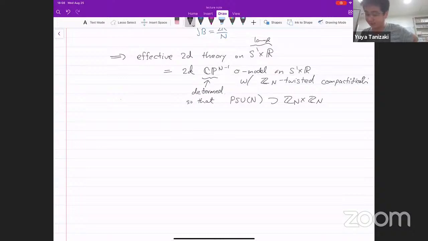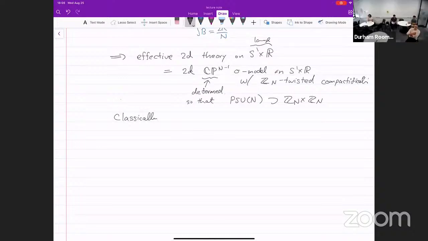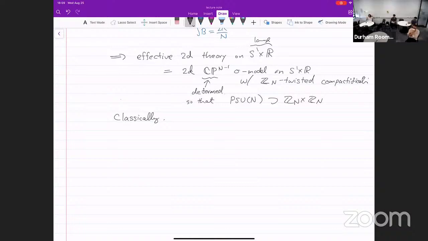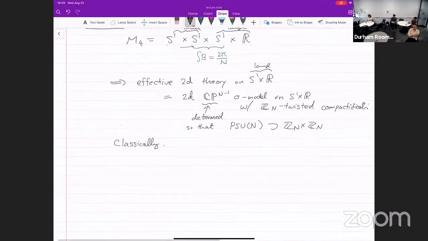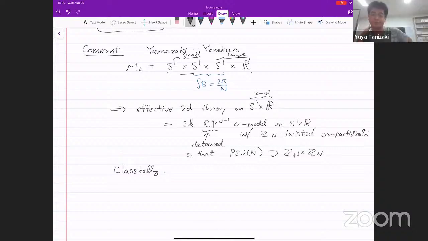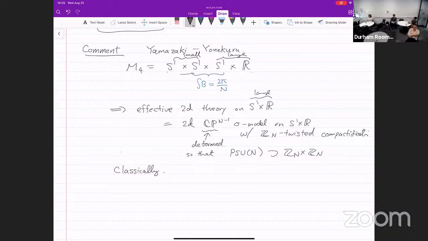Yeah. And in this case, so classically. Yeah, can I also ask something? In your model, there are also the monopoles with the world line wrapped around the torus, and you can also think of Yang-Mills instantons. All of them look like 2D instantons, right? So they contribute also to this process of restoration of the symmetry.